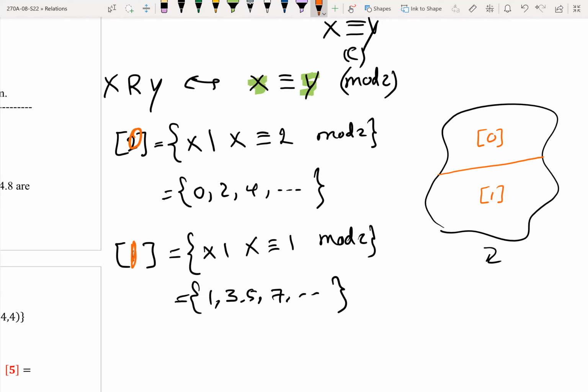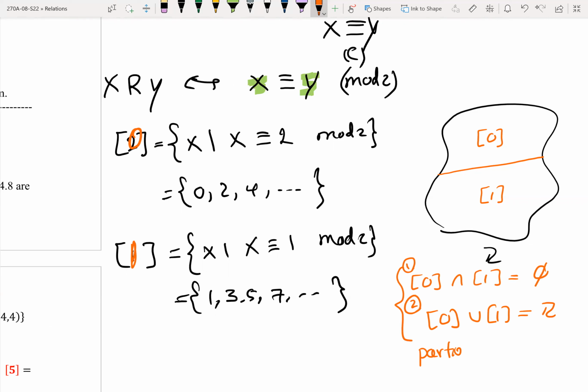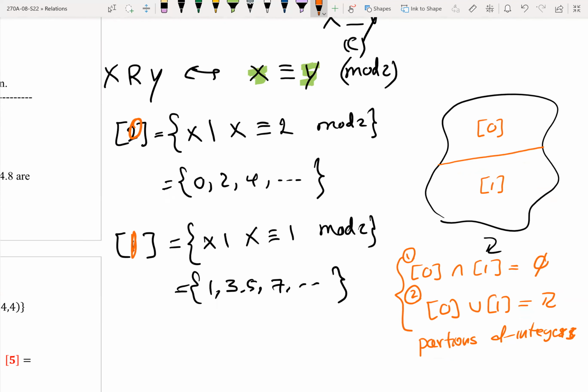So do you have any intersection between these two classes of equivalency? There is no intersection. What happens if you union these two? It's all the set of all integers. So these two properties, number 1 and number 2, are what we call partitions. When you have partitions of integers, you have no intersections, and if you put them together, you make the whole set.